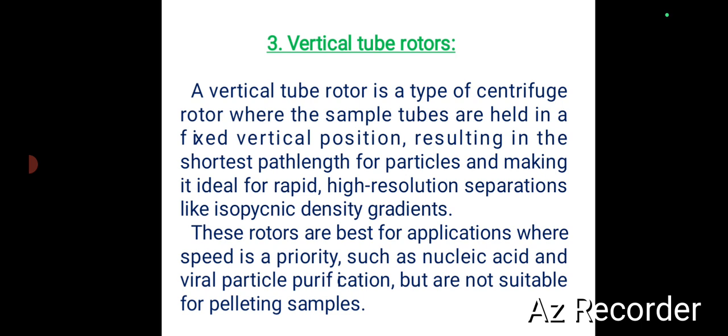Next one, vertical tube rotors. A vertical tube rotor is a type of centrifuge rotor where the sample tubes are held in a fixed vertical position, resulting in the shortest path length for particles and making it ideal for rapid high resolution separation like isopycnic density gradients.